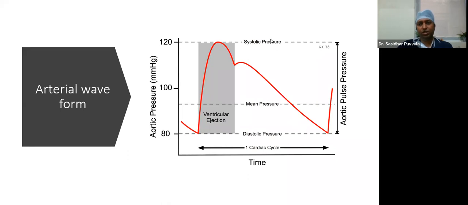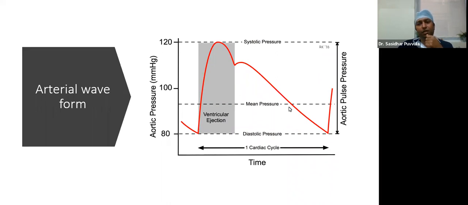So the systolic pressure depends upon cardiac contractility and stroke volume. The diastolic pressure is mainly determined by the systemic vascular resistance. What is systemic vascular resistance? Systemic vascular resistance is mainly determined by the tone of your arteries and arterioles, how far they are contracted. So the systemic vascular resistance actually determines your diastolic pressure. What is mean arterial pressure?